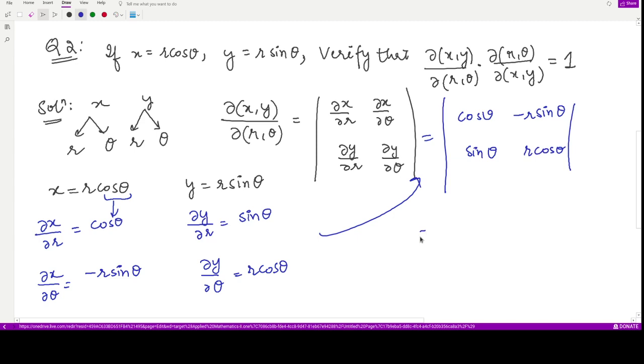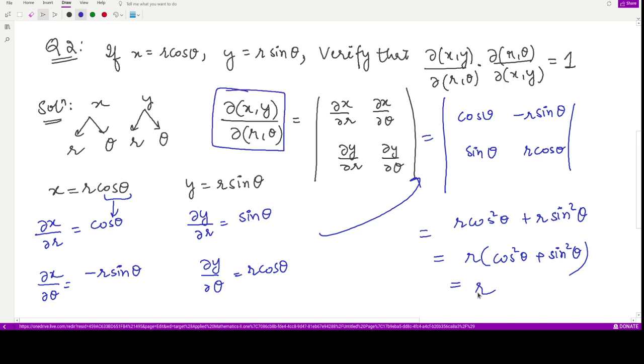So now you can solve this determinant, so it would be r cos square theta plus r sin square theta, so it would be equal to r times cos square theta plus sin square theta, that is equal to 1. So we have this to be r. So the Jacobian of x y with respect to r theta is equal to r. So now let us calculate this term, the Jacobian of r theta with respect to x y. For that you will require the expressions for r and theta in terms of x and y. So what would these be?